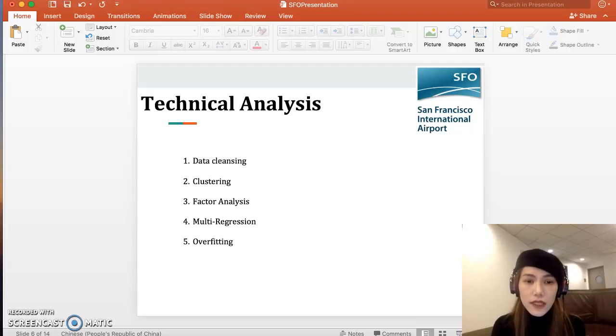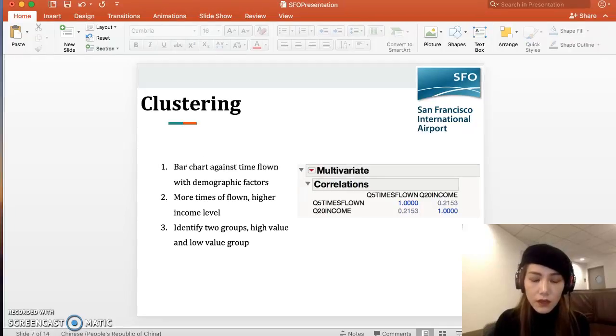And we use data cleansing, clustering, factor analysis, multi-regression, and overfitting as our technical analysis tools. The first thing we do is clustering, and we divided our customers into two groups, high and low segments, by the standard of flying less than 2 times or more than 3 times in 12 months.